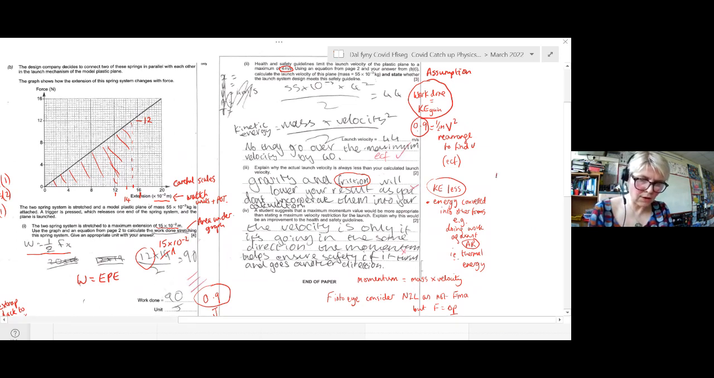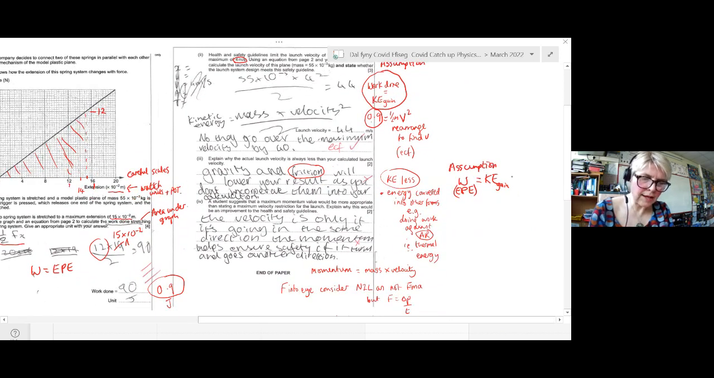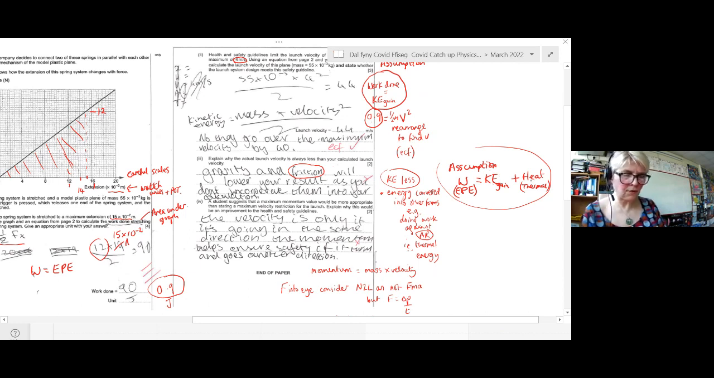So energy is turned into heat energy. So now we can say that the assumption has to shift, so that the work done, i.e. the elastic potential energy, I'll put that in brackets, is equal to the kinetic energy gain plus the heat energy, or thermal energy, because you have done work against a resistive force. So the total energy before stays constant, but the kinetic energy would have to be less because some of the energy has been converted into heat energy.